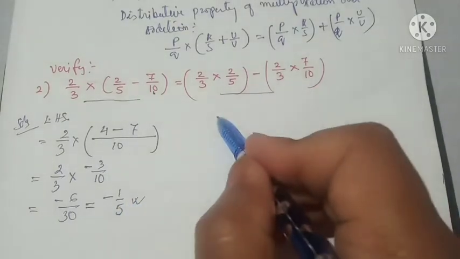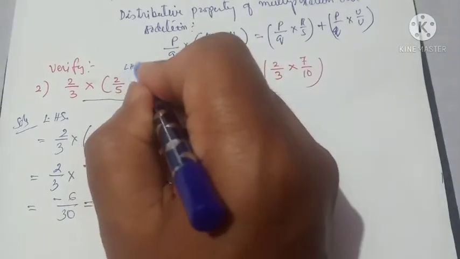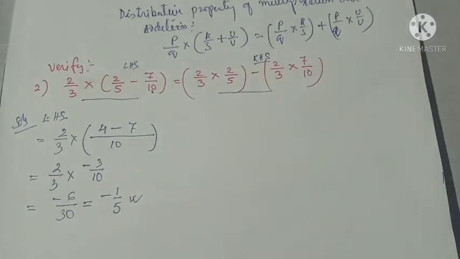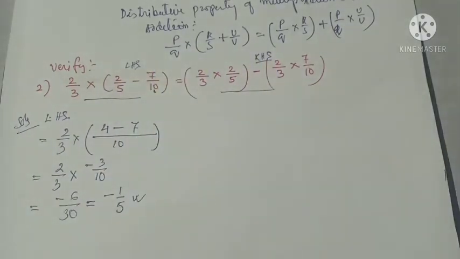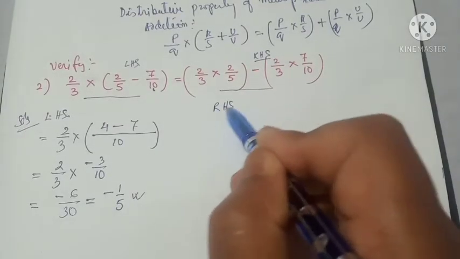So we need to find out the right hand side also. This one is the left hand side and this one is the right hand side. We need to prove whether this property, the distributive property of multiplication over subtraction, is true or not by using these examples. In the left hand side, we got minus 1 by 5. So let's see in the right hand side whether the answer is correct or not.